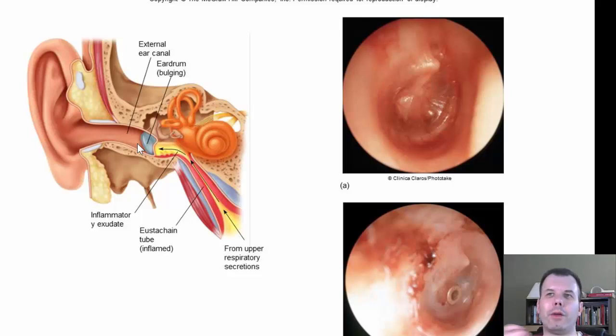Now, one of the ways that we can actually help with ear infections is to put tubes in the ear. This shows you a picture where a tube has been inserted in the eardrum, and what that does is it alleviates the pressure of the infection. It also helps drain the infection. So if you do get a lot of respiratory secretions that go up the eustachian tube, they can drain out of the ear.